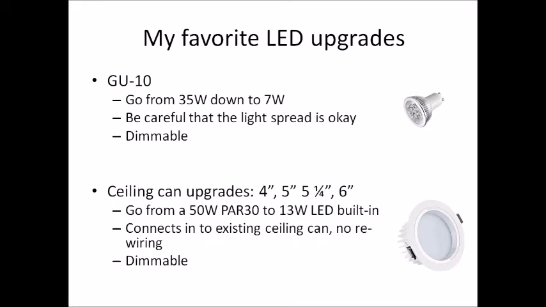And in the kitchen with the ceiling can upgrades, I took out the old PAR 30 50-watt bulbs, and within about a minute per fixture put in that LED built in. It screws right into the same connector that the PAR 30 connects into, and snaps in, and it's 13-watt dimmable, and works great.